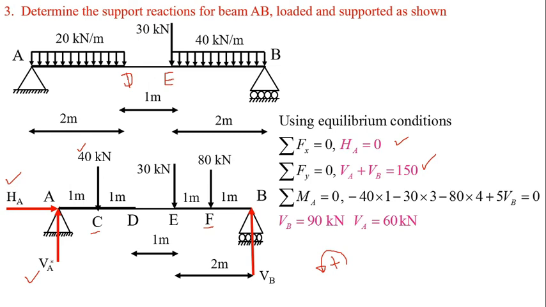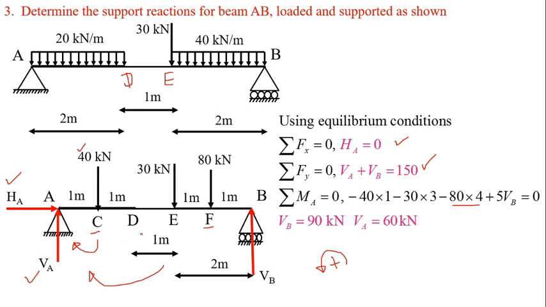So, the moment of Ha and Va about A is 0, minus 40 into 1, minus because it is clockwise. Minus 30 into 3, the 30 load into distance 3, that is 1 plus 1 plus 1. Then minus 80 force into distance, 1 plus 1 plus 1 plus 1, 4, minus 80 into 4. All these moments are in the clockwise direction, therefore negative.